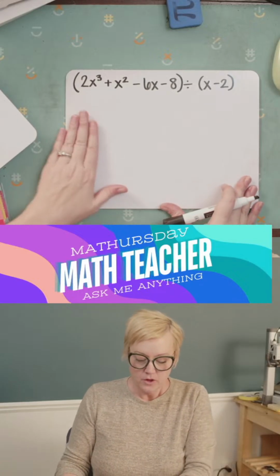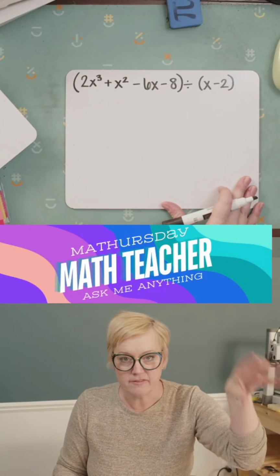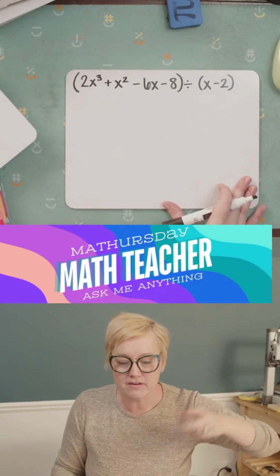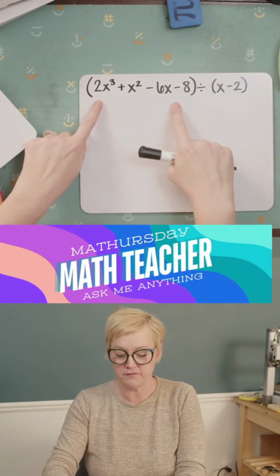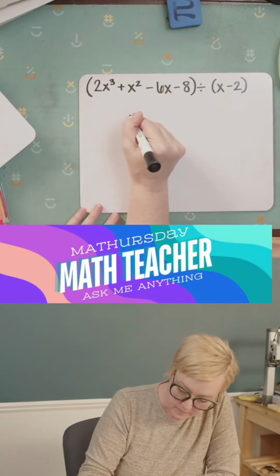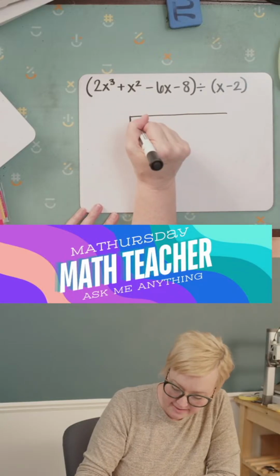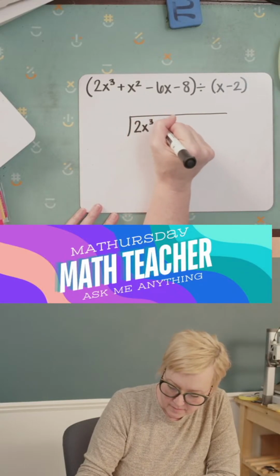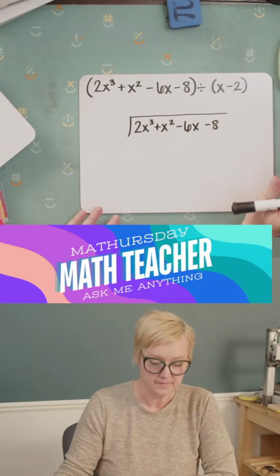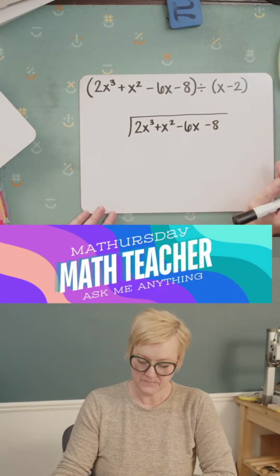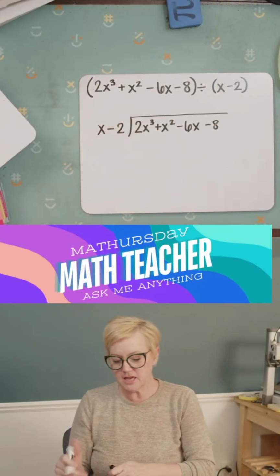Okay. So we're gonna do this the long division way. I know synthetic division is easier and simpler and faster and more efficient. I get it, but the question was about long division, so that's what we're doing. Okay, so long division of polynomials, just like if you had 15 divided by 3. So this one here is gonna go inside the house. We've got 2x cubed plus x squared minus 6x minus 8. And then outside the house is going to be x minus 2. So this is how I'm going to set it up.